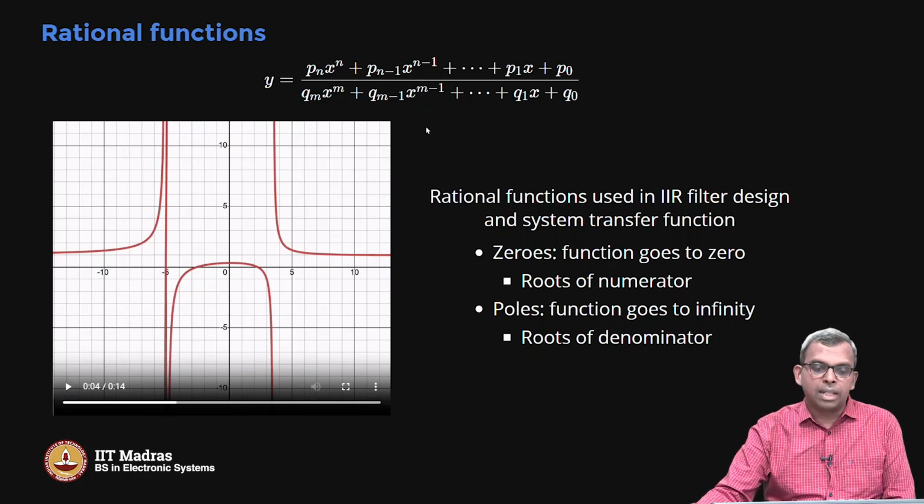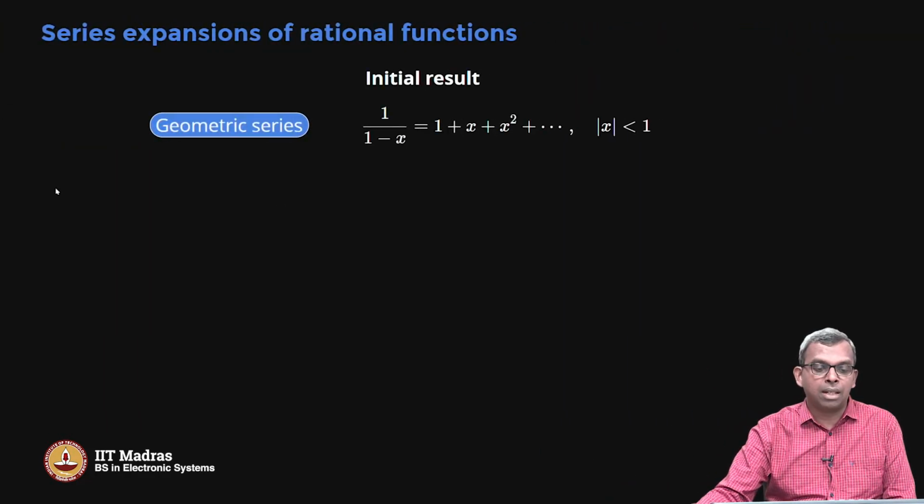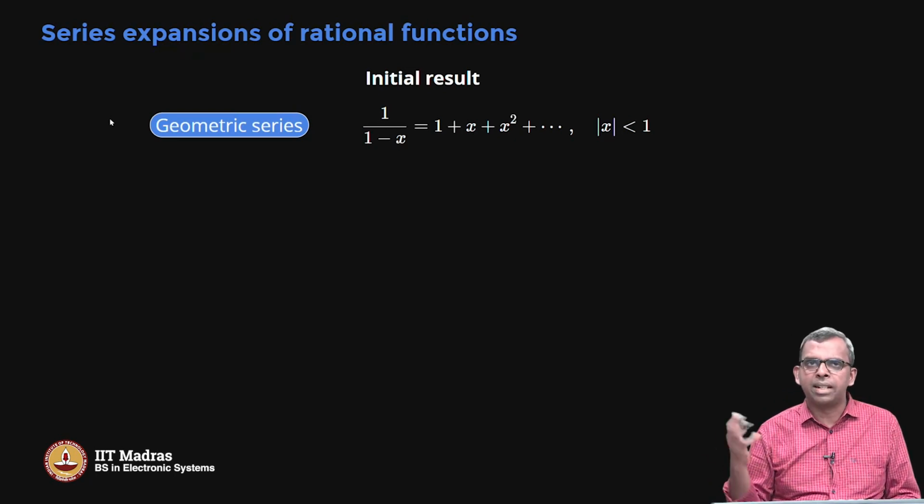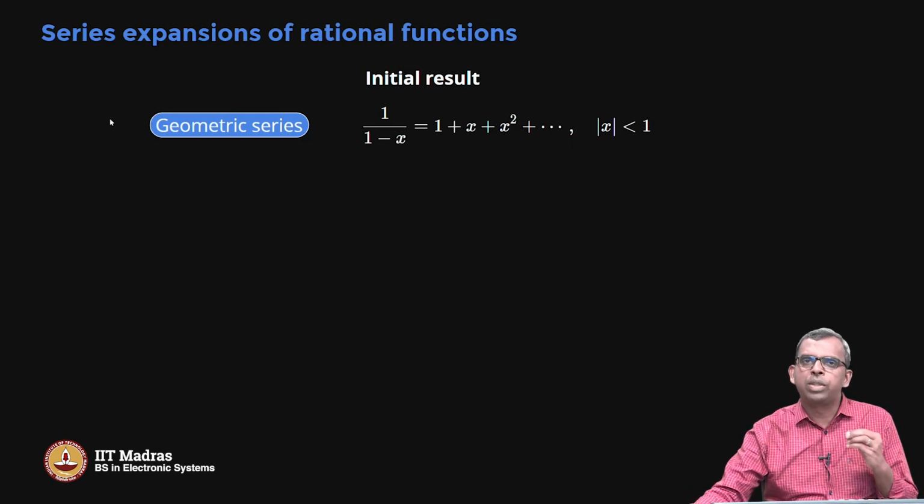It turns out one can simplify the understanding of rational functions by doing something like a series expansion. Series expansions are always useful because you get a power series, 1 plus x squared like that, and then eventually it converges. You can use it in various ways. So how do you do series expansions for rational functions? How do you try and understand them better?